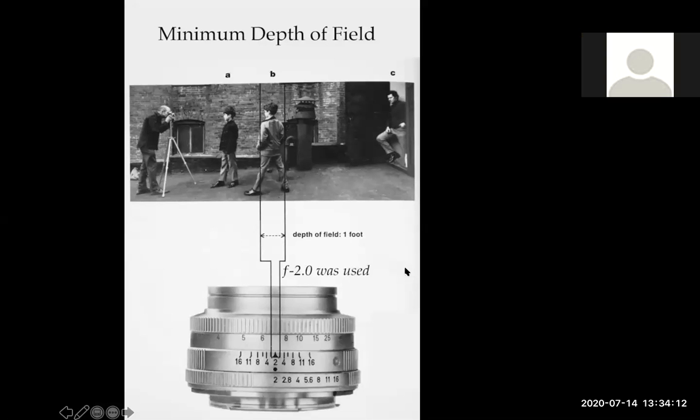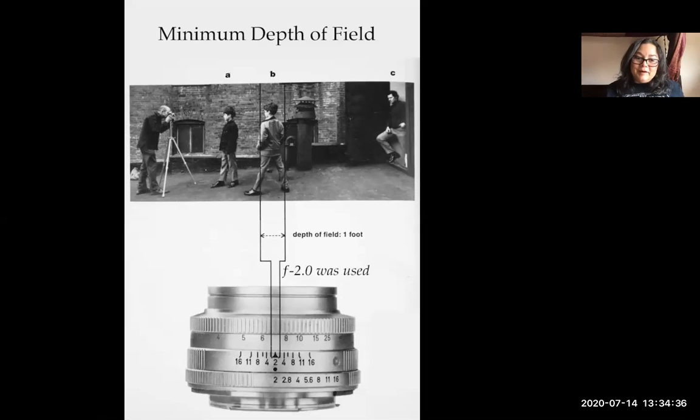So this next image shows us from the side what was going on when the photographer was making the image. You can see the photographer, the boy in the foreground, the boy in the midground, and the man in the background. And then below it shows a lens. And this is an older lens. This is an older example. But one nice thing about older lenses is that many of them give what's called a depth of field preview.